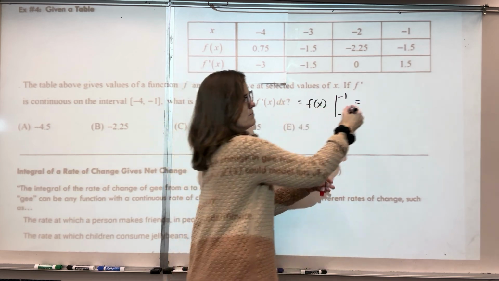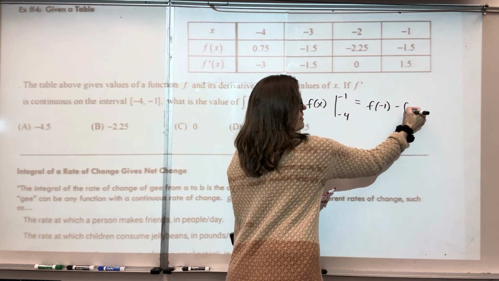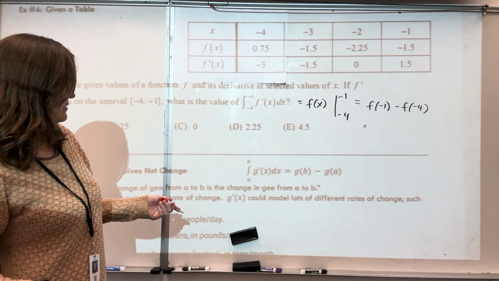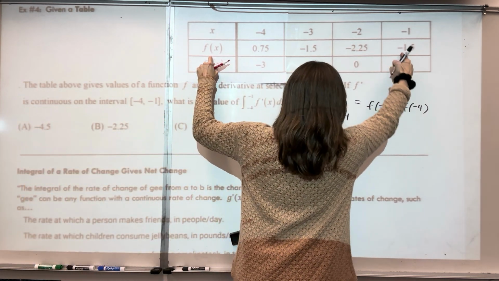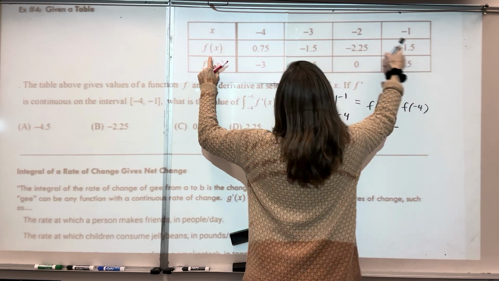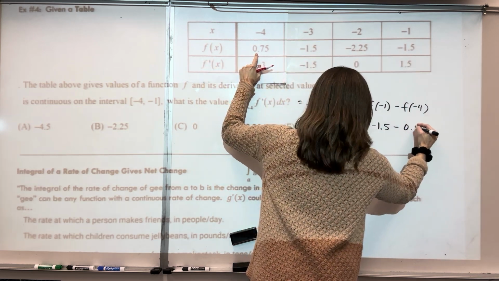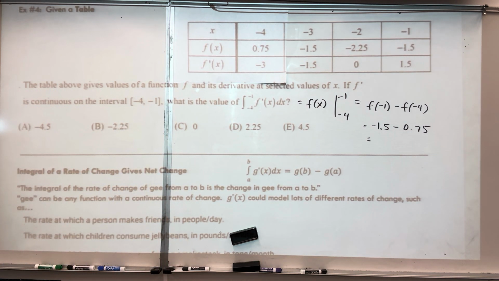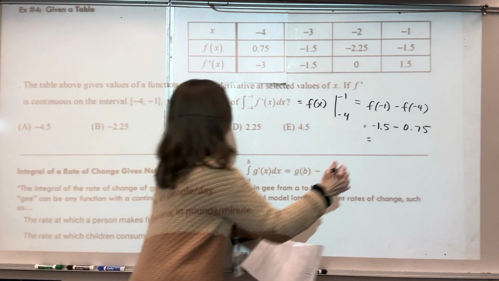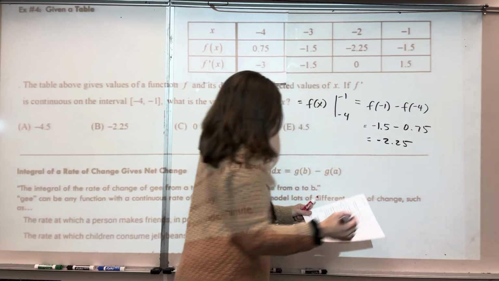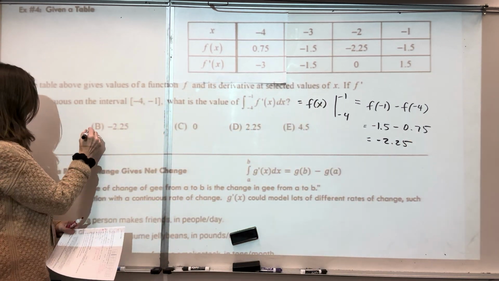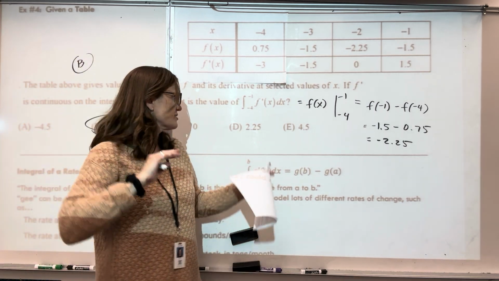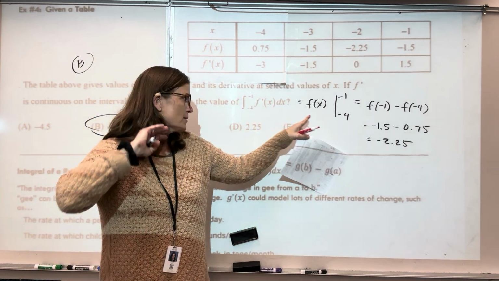So plugging in the top thing minus plugging in the bottom thing. So f of -1 minus f of -4. And then if you check your chart, f of -1 was -1.5, minus f of -4 was 0.75. And that's why the final answer on that, we should end up with -2.25, which I believe was letter B. So notice both this problem and the problem before, you were integrating f prime, so that's how you ended up back at f.